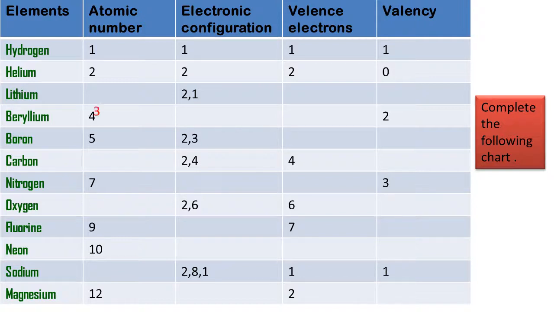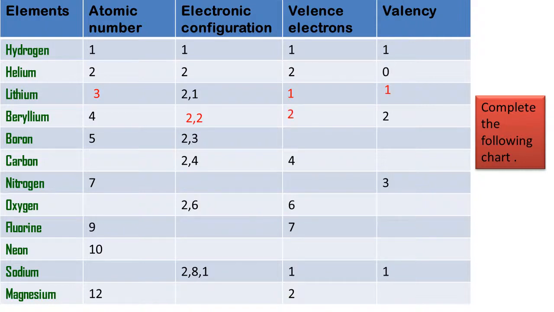Now in lithium the atomic number is 3 and its electronic configuration will be 2, 1. In the first shell 2 electrons, in the next shell 1 electron. The valence electron is the number of electrons present in the last shell, so it is 1. And as the last shell has 1 electron, it will easily lose 1 electron and its valency will be 1. Okay, so for beryllium the atomic number is 4, so the electronic configuration will be 2, 2, and valence electrons are 2.